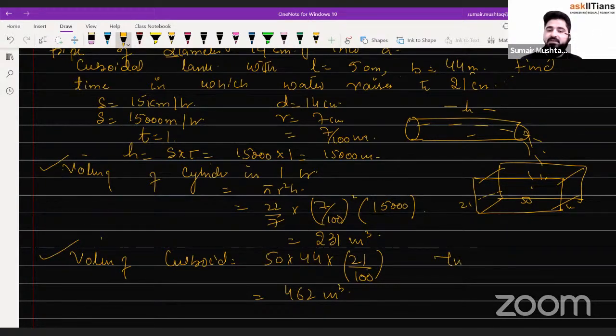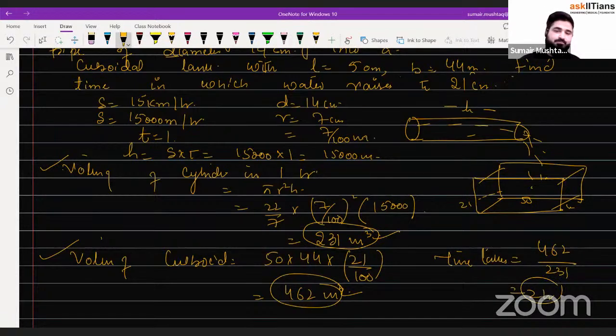So the time taken will be, remember, this is the volume in 1 hour. This is the total volume to be filled. Let us suppose the cylinder is pouring this much volume in 1 hour, and this is the total volume in the cuboid. So how much time has been taken? Simply, it is 462 divided by 231, that is 2 hours. Simple.